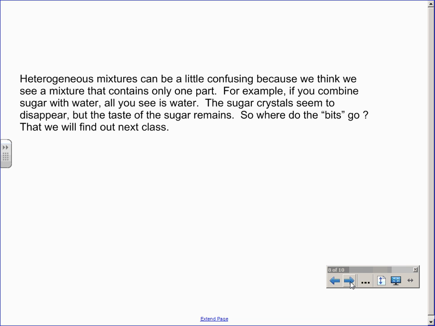Heterogeneous mixtures can be a little confusing because we think we see a mixture that contains only one part. For example, if you combine sugar with water, all you see is water. The sugar crystals seem to disappear, but the taste of the sugar remains. So where do the bits go? You'll have to find that out next class.